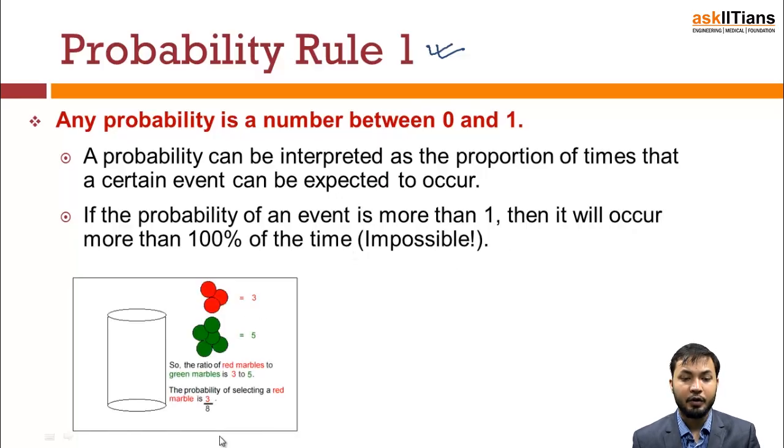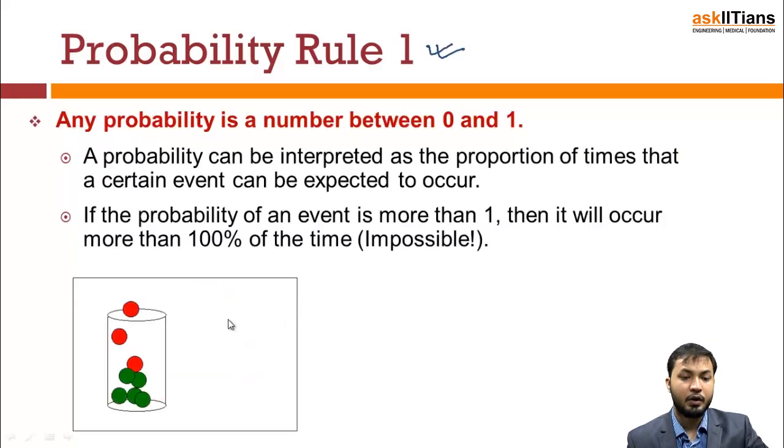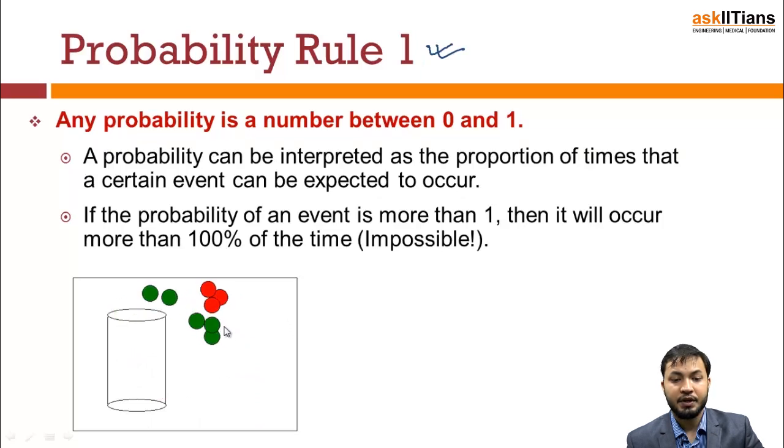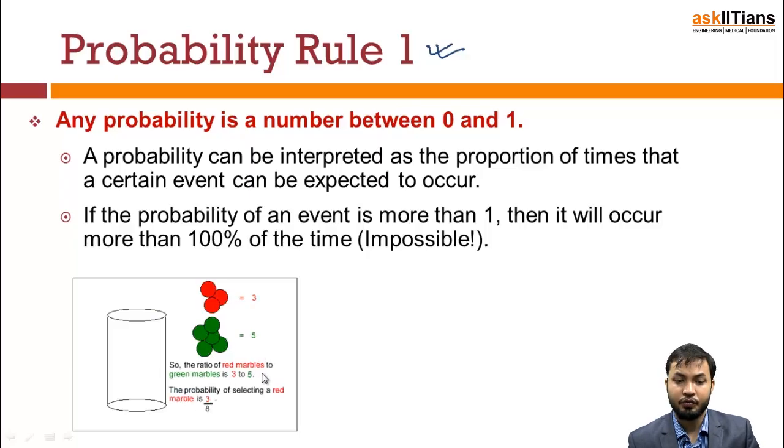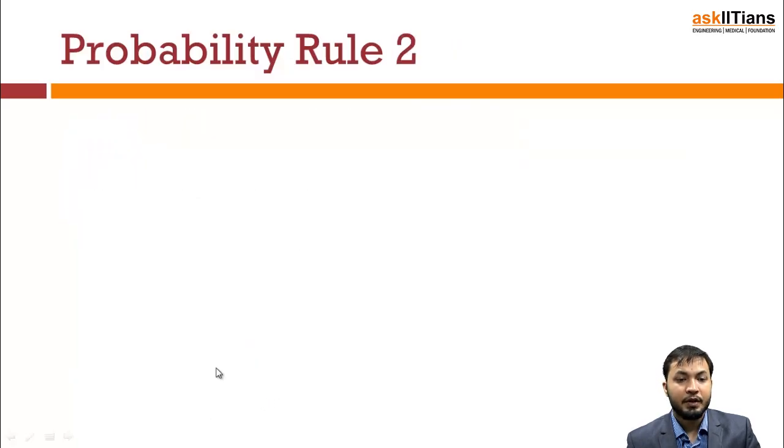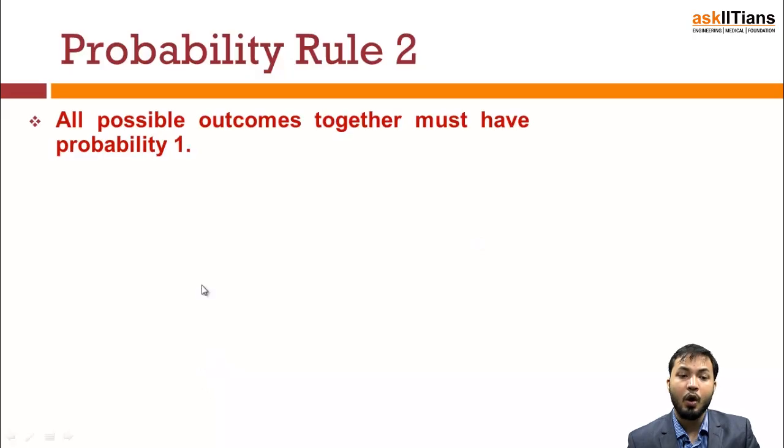Let's look at this part. This is a very good animation that will help you understand how probability works. There is a set of 8 balls, in which 3 are red and 5 are green. So the ratio of red marbles to green marbles is 3:5. The probability of selecting a red marble is 3 out of 8. Now rule 2 says all possible outcomes together must have a probability of 1.